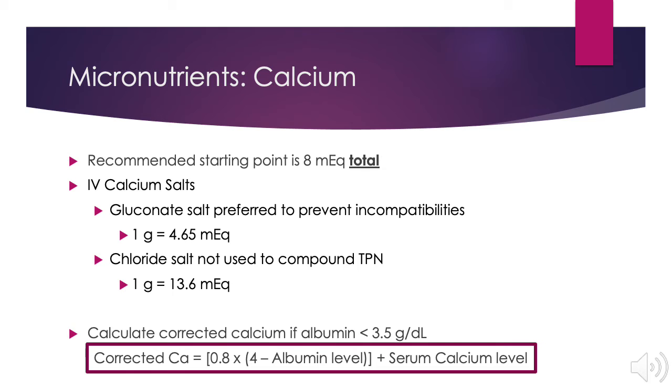The calcium gluconate salt is the preferred one to use for compounding TPN in order to prevent incompatibilities, and the calcium chloride salt is not used to compound TPNs at all. It is important to always remember to calculate the corrected calcium if the patient's albumin is low, meaning less than 3.5 gram per deciliter. And at the end of the slide, you can find the corrected calcium equation.